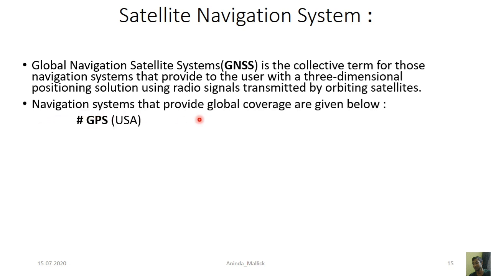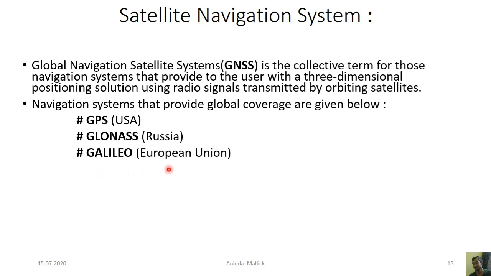And there are a few navigation systems which give us global coverage. First one is GPS, operated by USA. Second one is GLONASS, operated by Russia. Third one is Galileo, operated by European Union. Fourth one is Baidu, operated by China. These all four navigation systems give us global coverage, that covers the whole Earth.